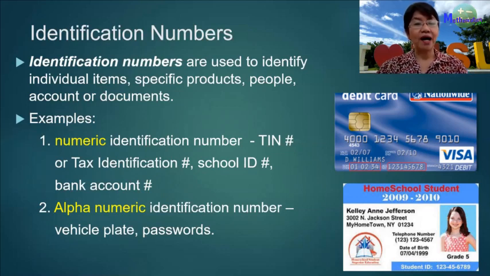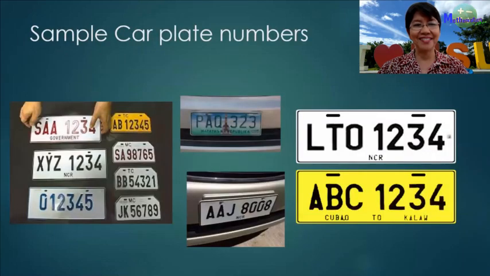Number 2, alphanumeric identification number. Examples of this are vehicle plates and passwords in our computers. Here are some examples of car plate numbers. We have 3 letters and 4 numbers or 3 numbers. It depends on the vehicle that it represents.